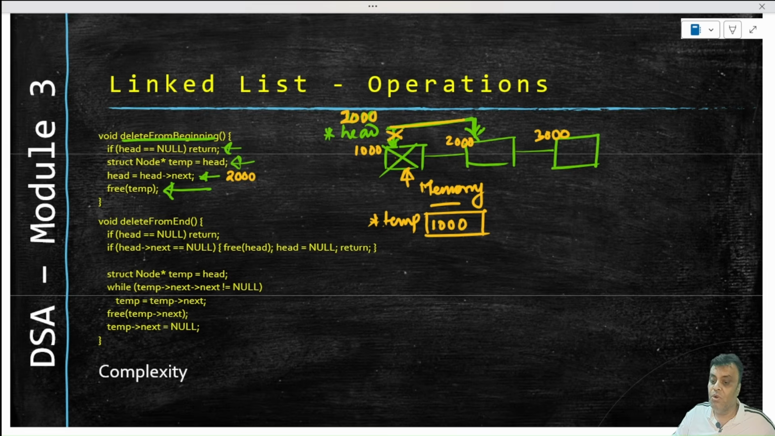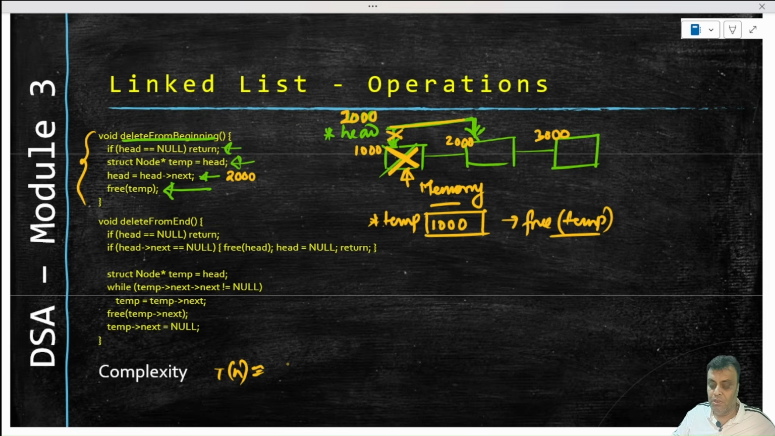And then we will go and say free this location. Free temp. So this particular block will really be freed, and that's what we are achieving from this particular syntax. What is the time complexity? There is no loop here, because from the beginning we don't need to do a loop, it will be order of 1. The space complexity is also order of 1.